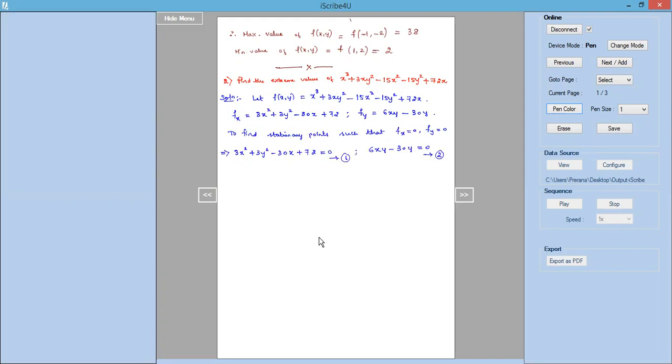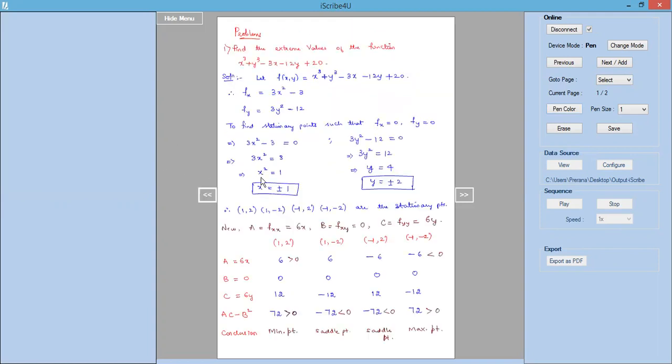We observe that we are not able to solve them directly as we did in the previous one. It was simple. We got directly x square is equal to 1. We were able to solve for x. Y square was 4 that we obtained, and hence y is equal to plus or minus 2. So that was a simple one to proceed further.